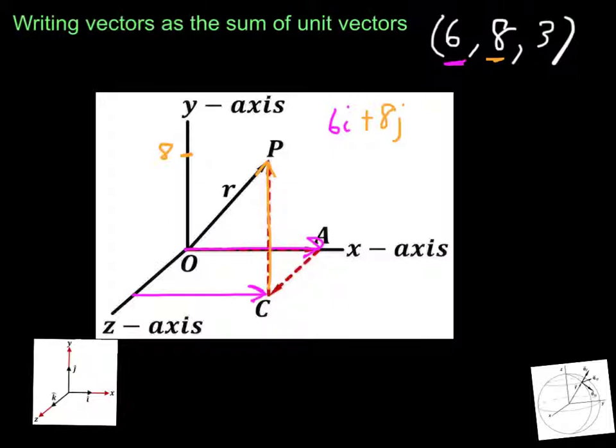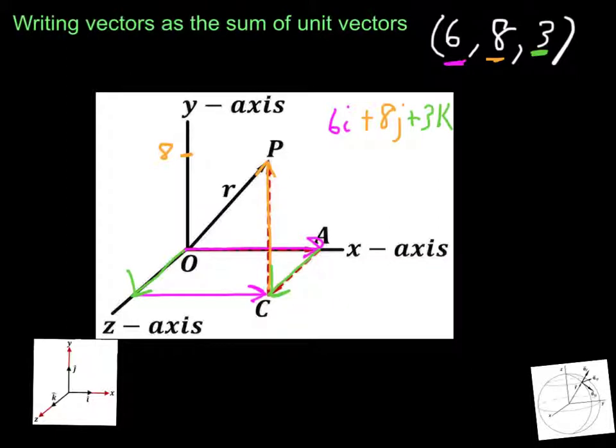And the z value, well, the z's we'll do in green. And there's a 3. So I'm going out 3 units on the z-axis. And again, we can translate that, whether the green arrow is there or there. It's going to give you a length of 3, and that would be written as 3k.